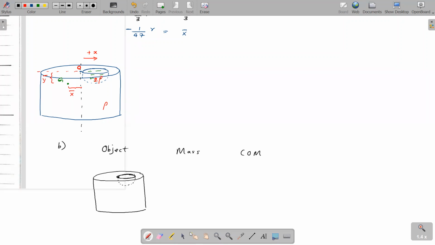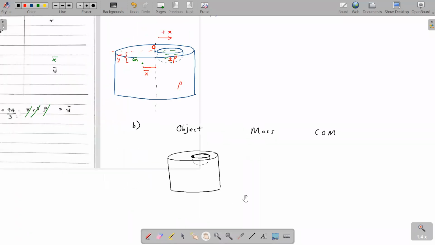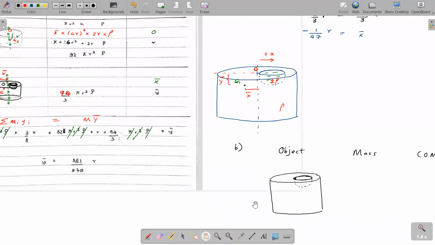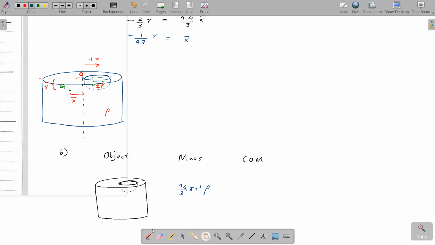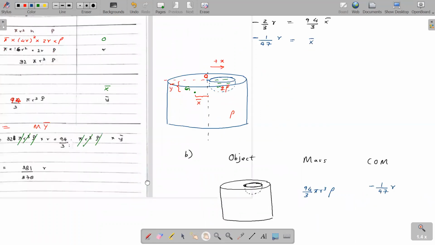Okay, so this is the object and the mass, we know the mass, right? So 94 over 3 pi r cube rho. Mass is 94 over 3 pi r cube rho. Center of mass, guys, we know both x bar and y bar. X bar was minus 1 over 47 r, y bar was 381 over 376.